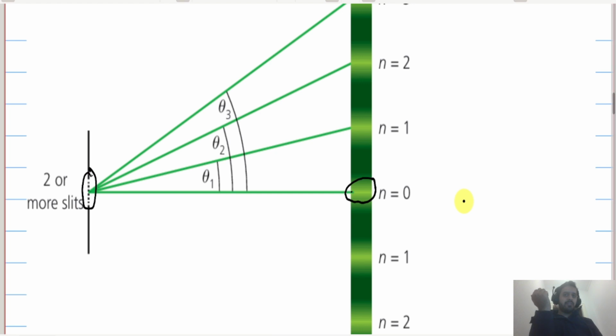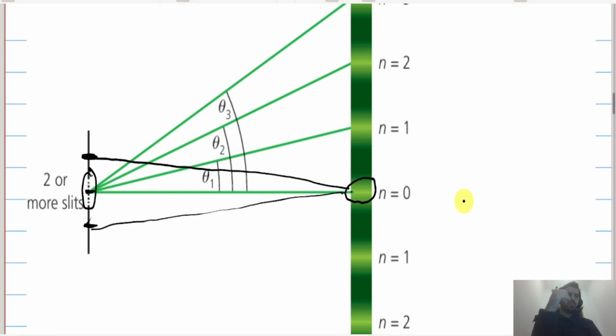The reason is that if, for example, I just draw 2 slits here, and this is the center point of the slits, the light coming from the top slit and the light coming from the bottom slit, you can see these 2 lines have equal length, which means the light coming from the top slit and the light coming from the bottom slit cover equal distance to reach this point.